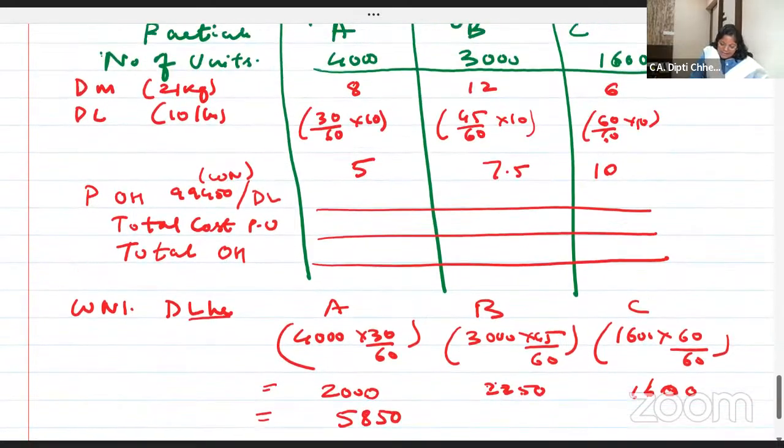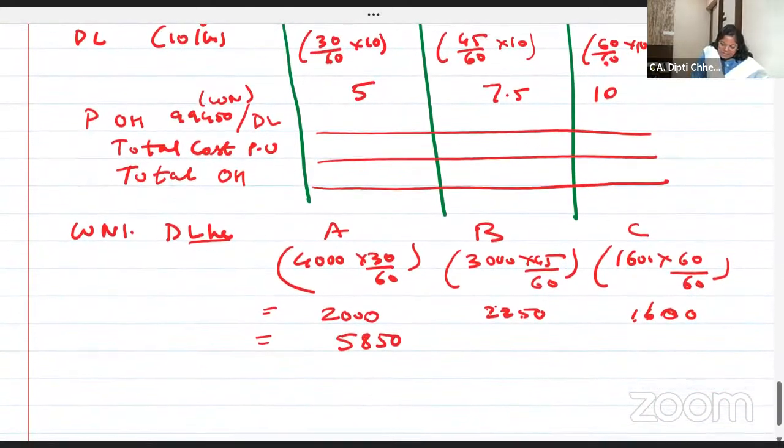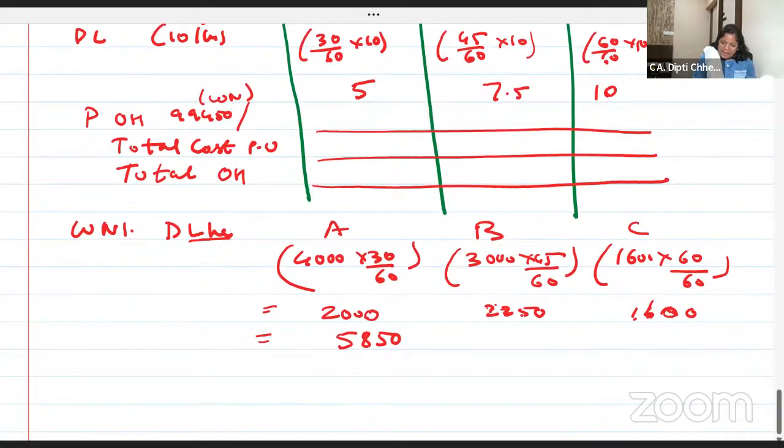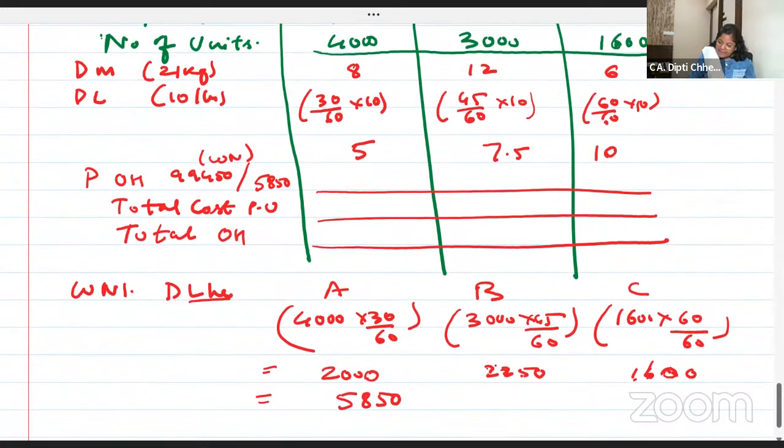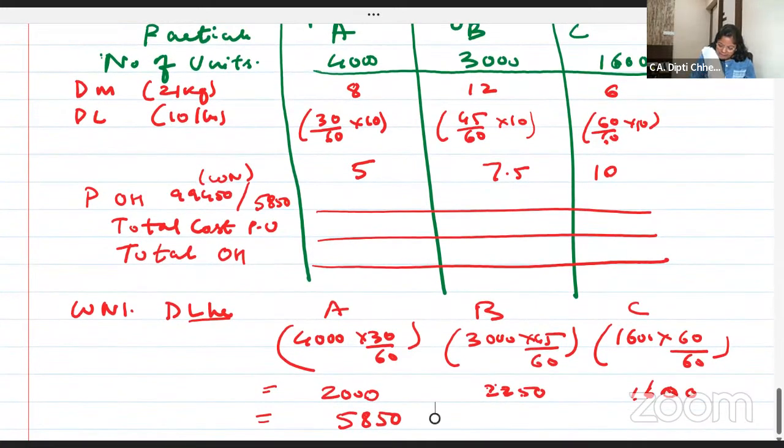5,850 are the direct labor hours. Just divide the total overhead by direct labor hours. 99,450 divided by 5,850. So you are getting the overhead 17 per hour.